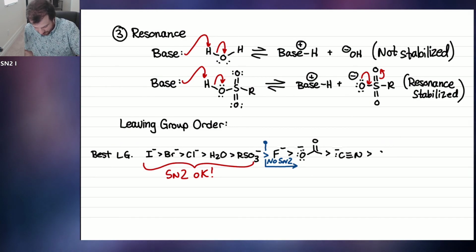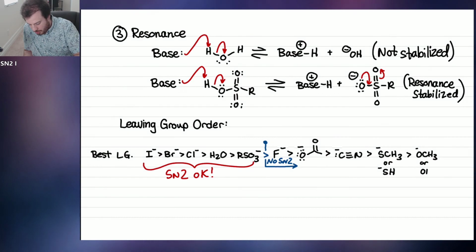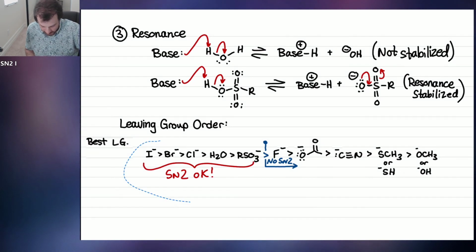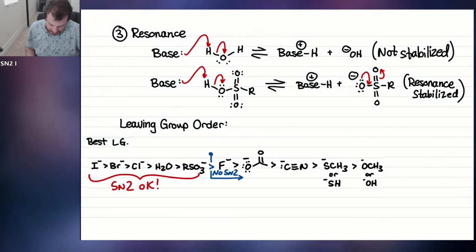Next up, sulfide ions, like SCH3- or SH-. These guys are absolute crap leaving groups, but not as bad as oxygen-based OCH3- or OH-. I'm running out of room here a little bit. Let me just scoot it all over a bit, because there's a few more I'd like to show you. The Hall of Fame of crap leaving groups. Next up, NH2-, dreadful leaving group, absolutely terrible.